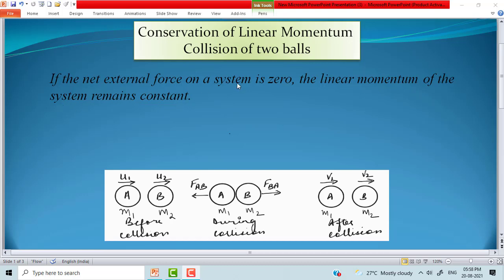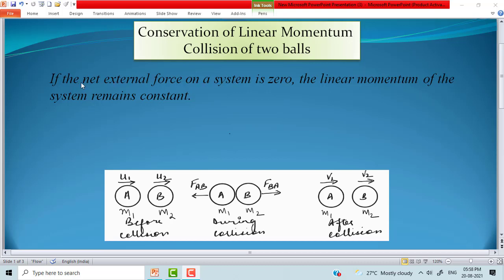Then what is the system? A system is a body or a set of bodies under consideration.